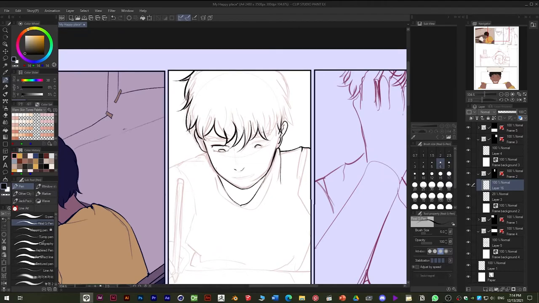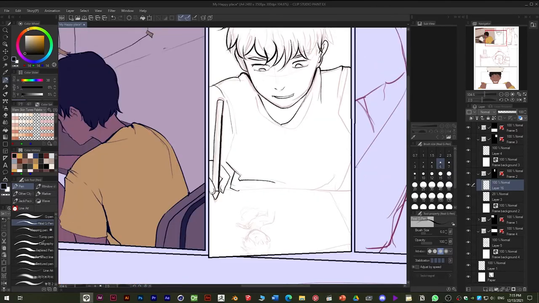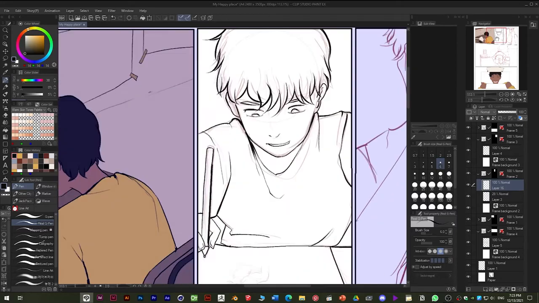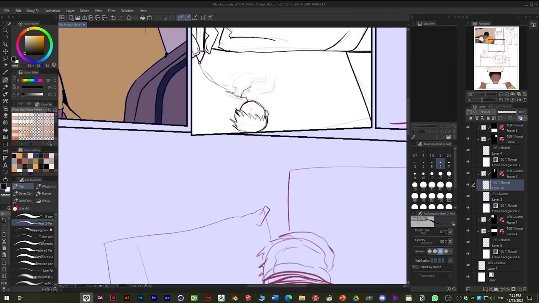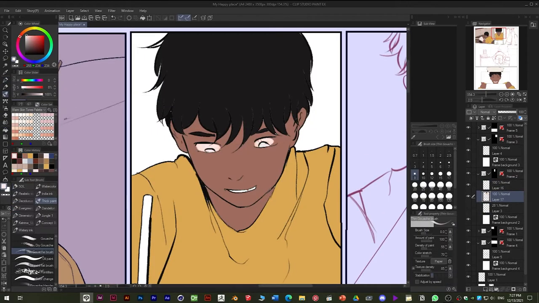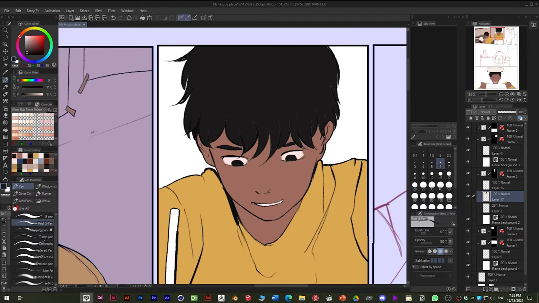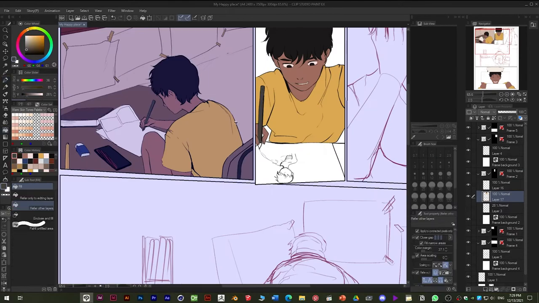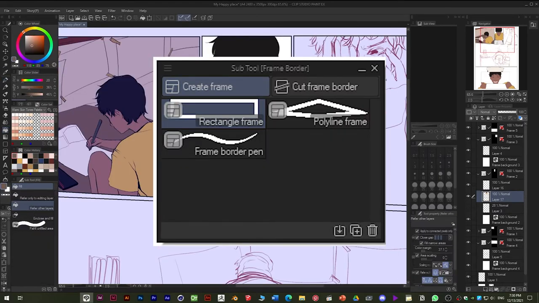So it has a few features that software like Photoshop do not. So let's go over them, because they are quite helpful when making any sort of comic in Clip Studio. You can either use them or ignore them, but they will definitely make your life a lot easier. So first of all, I will be talking about the framing tool.